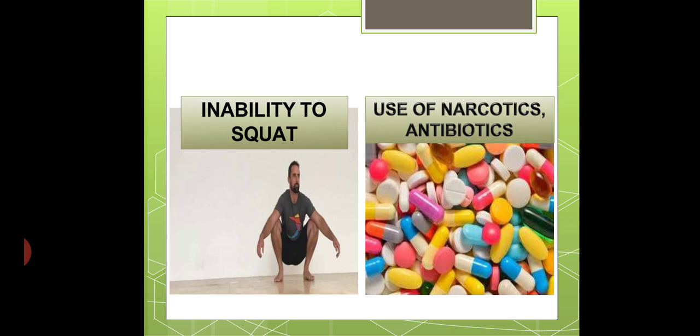Then inability to squat. It is a position, an Indian style toilet. There are two kinds of toilet: one is the western toilet, and one is the Indian toilet. It is a position in the Indian toilet in which we sit in a squat position. If any people are not able to sit properly, then automatically they will have problems in their bowel elimination.